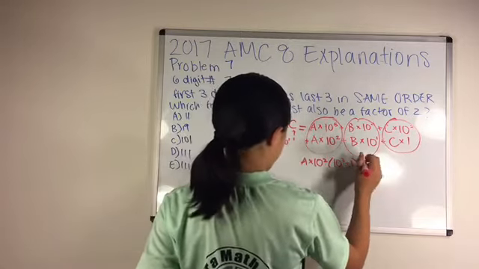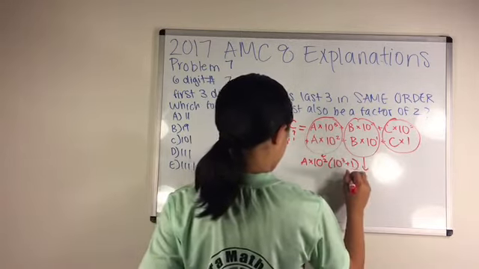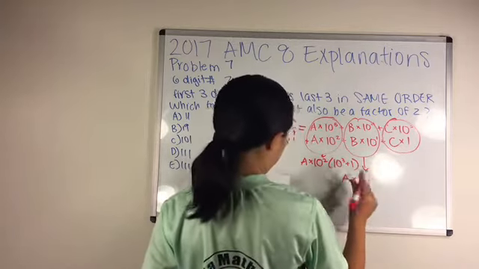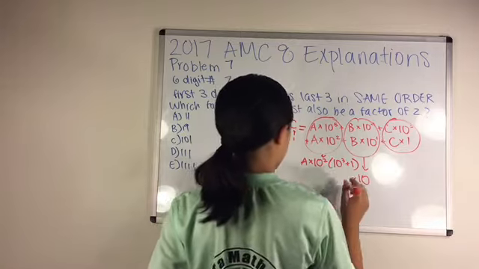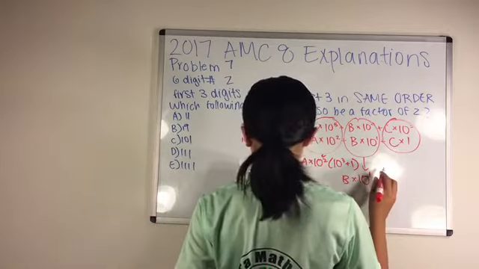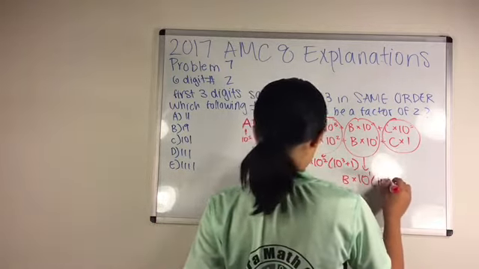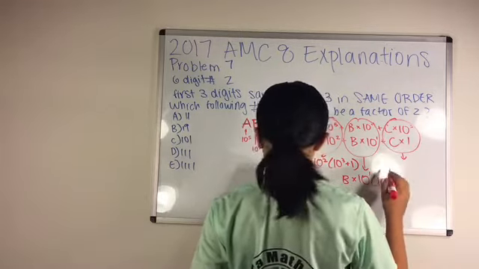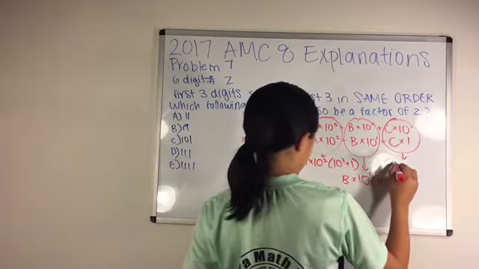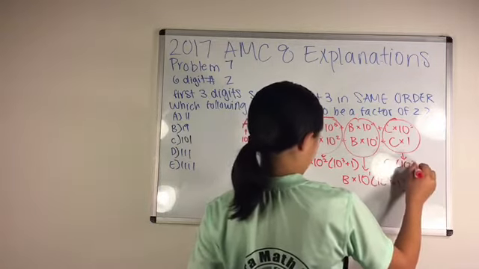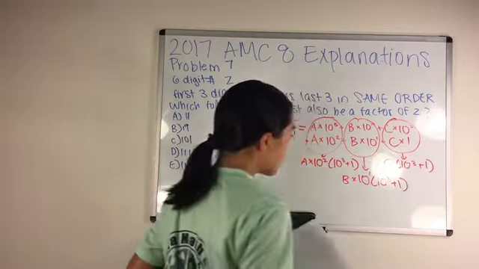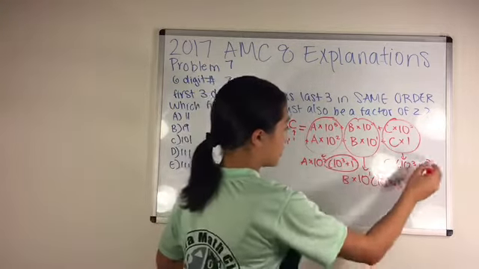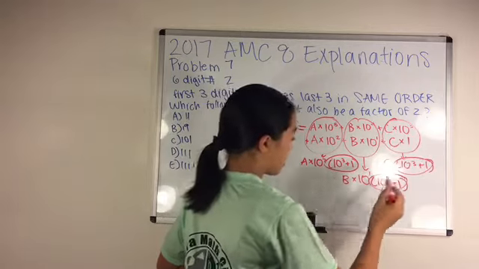Then this next one would be B times 10 to the power of 1, or just 10, times 10 to the power of 3 plus 1. And then this last one, for C, would be C times 10 to the power of 3 plus 1. So if we factor it out, we can see that all 3 have one common factor, which is 10 to the power of 3 plus 1.